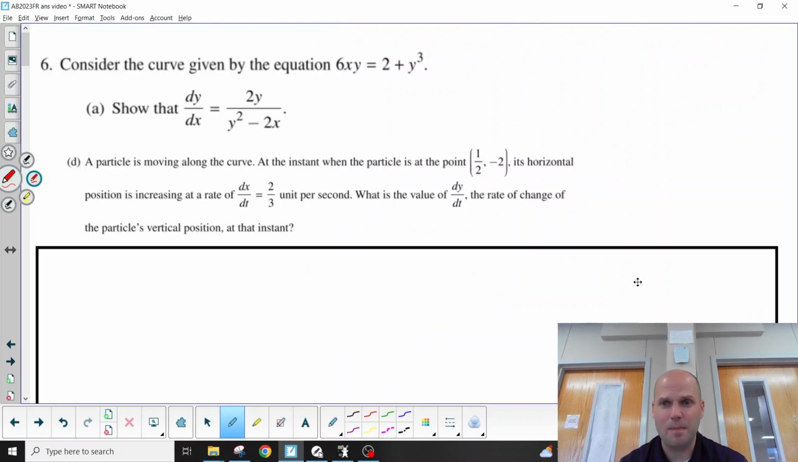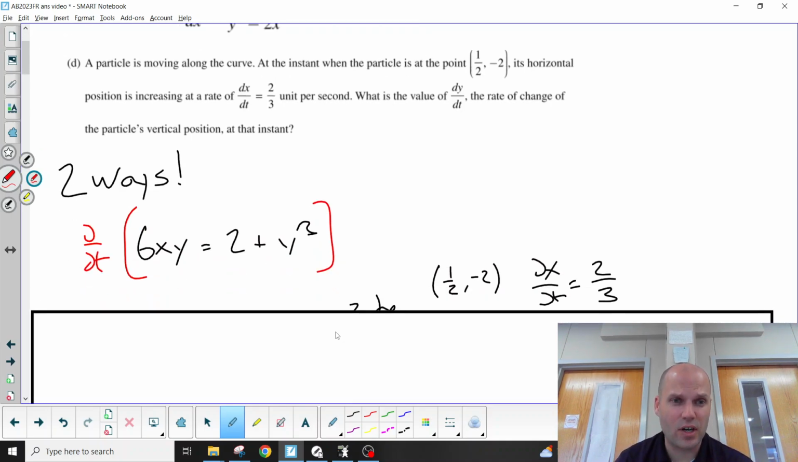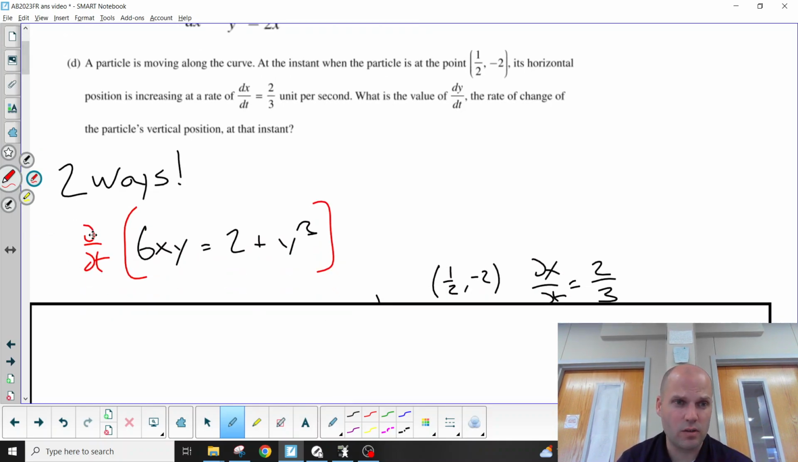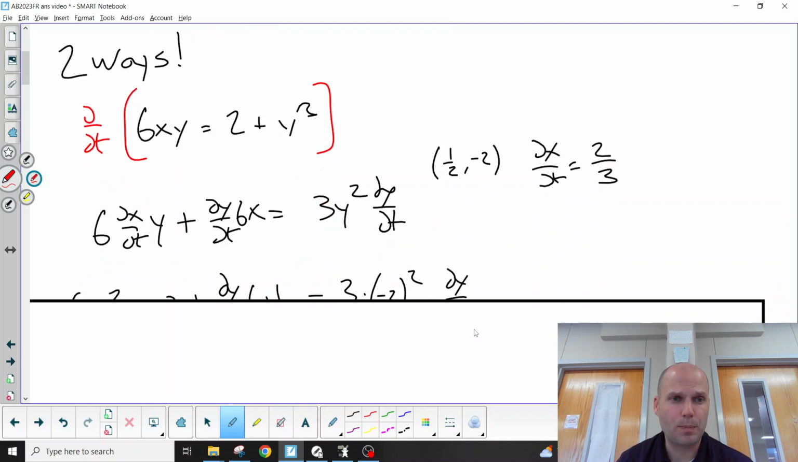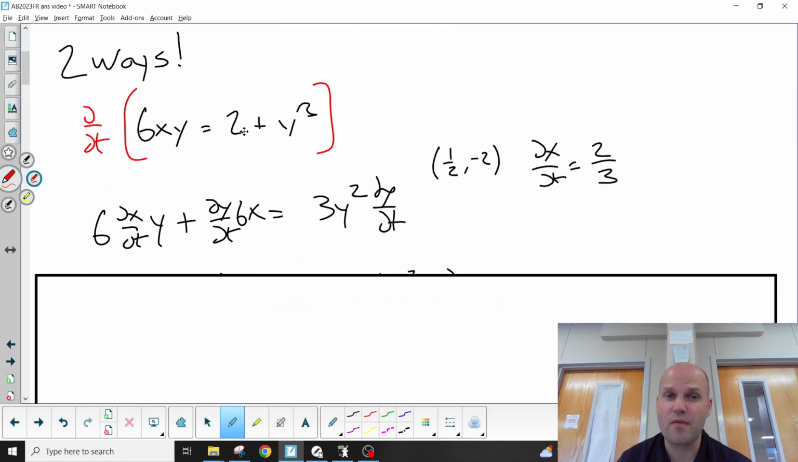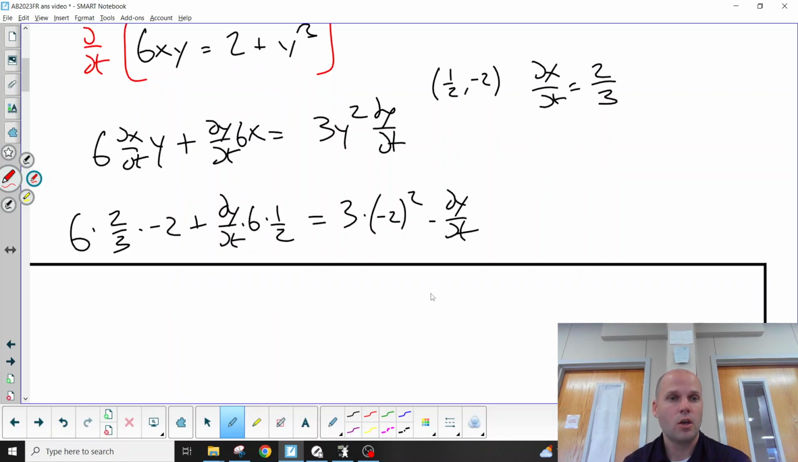And then part D, it's a related rates, but there's actually 2 ways to do it. It's a DDT. You got some information, don't panic. Either take the derivative of your equation with respect to t. Use the product rule. Every time you take the derivative of anything other than a t, you need a dx/dt or dy/dt, et cetera. You got to use the product rule: 6 dx/dt plus dy/dt times 6x equals 3y squared dy/dt. You use this information, you plug it in, you then solve.